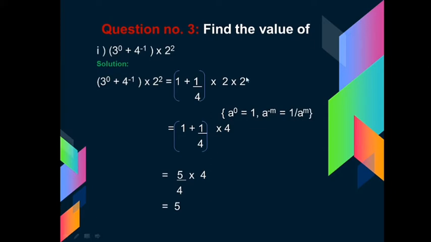So let's start with question number 3. Find the value. It is given here: find the value of 3 raised to the power 0 plus 4 raised to the power minus 1, into 2 raised to the power 2. So here an expression is given. By simplifying this expression we have to find out the value of it.